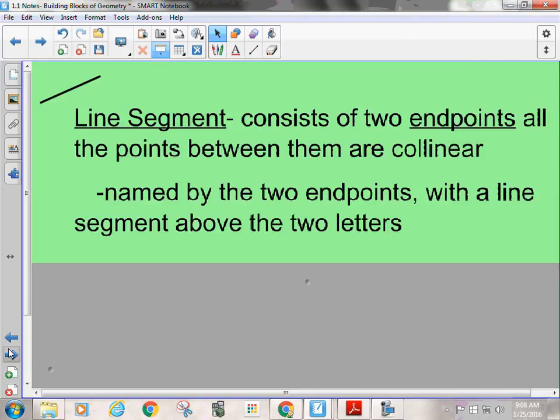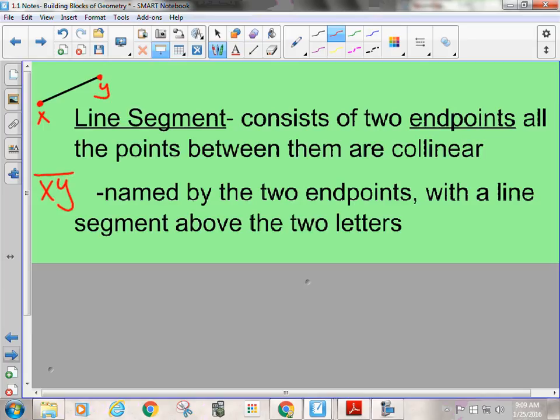All right. Line segment. A line segment consists of 2 endpoints that all the points between them are collinear. Endpoints give us an end to our line. So for example here, this line segment does not extend indefinitely in each of them. They have endpoints. Okay. Line segments are named by the 2 endpoints with a line segment above the 2 letters. So here, line segments are always named by the 2 endpoints, none of the points that are listed in between. Okay, so for example, this would be XY with a line segment above, not a line, so no arrows included there.